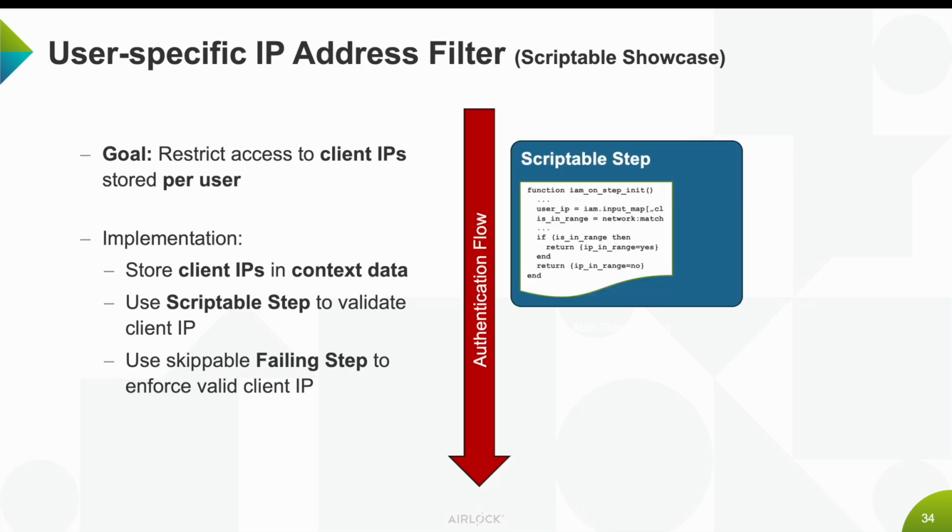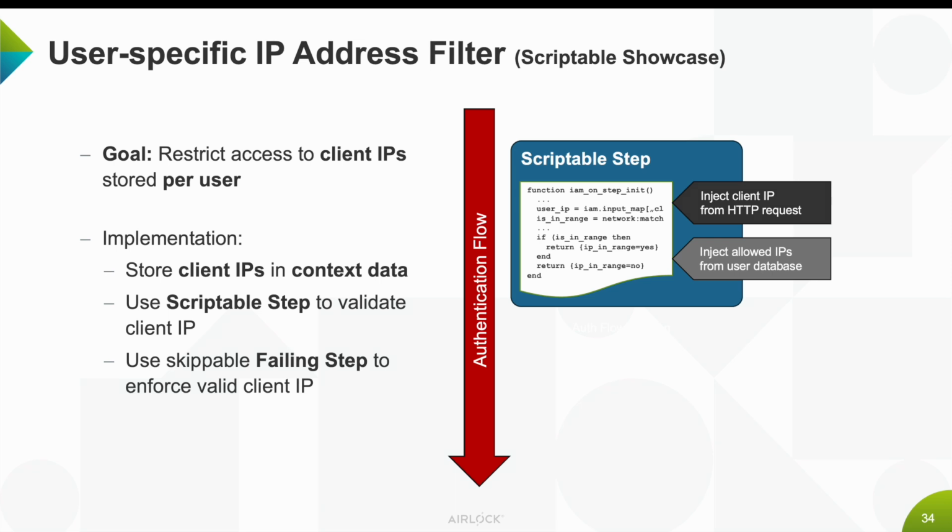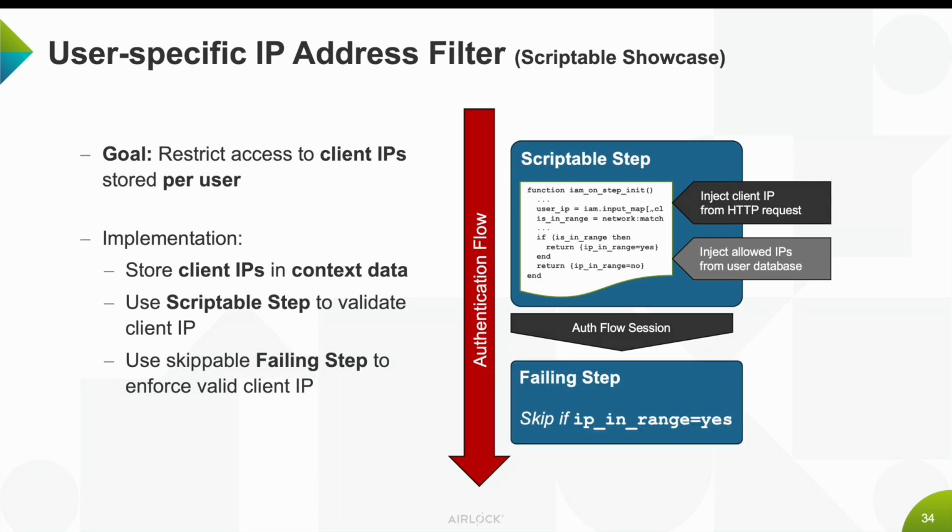As a picture, we have the authentication flow going from top to bottom, and we have the scriptable step here. And it injects client IP from the HTTP request. It injects allowed IPs from the user database, from context data. And when that evaluation is done, the auth flow session continues, and we have a failing step that has a skip condition on it. If IP in range says yes, then the skip condition matches, so the failing step is not executed. If IP in range is no, then the failing step is executed and the flow is aborted. And this way, we have a user-specific IP address filter with just configuration of a scriptable step.